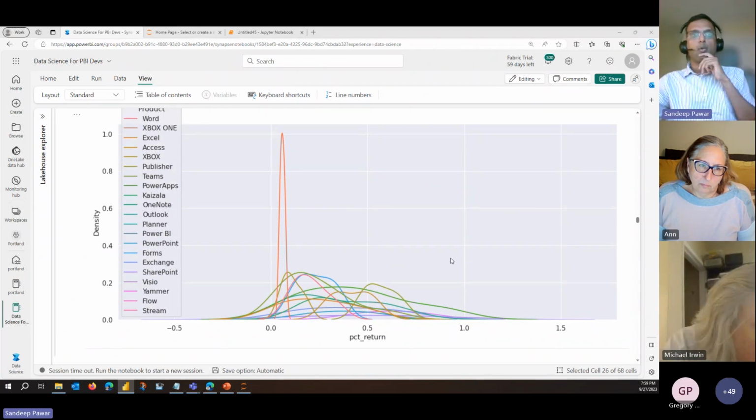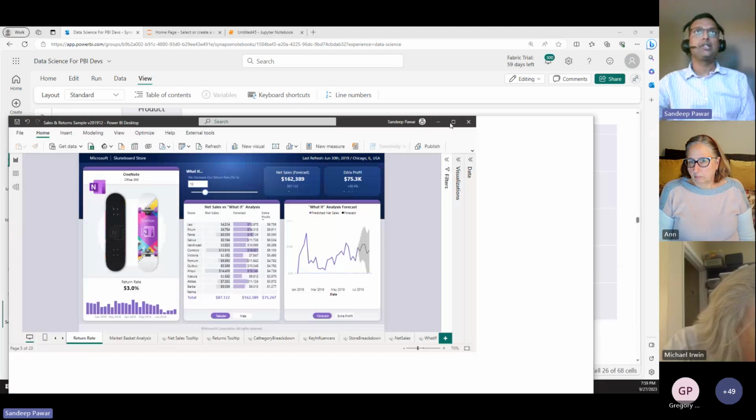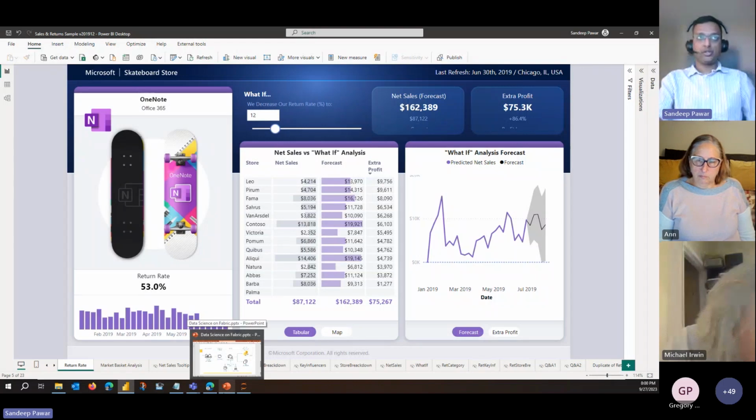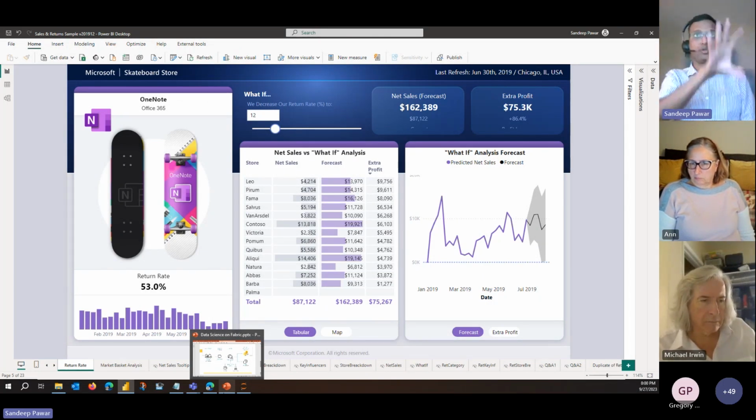So again, going back to the question, how does this now change the Power BI report that we've created? Would it even change? Yes, it does. The first one is that we have lumped all our stores together, right? I would identify or segregate these two stores based on the insights that we just got. There are probably two different types of stores just based on the percentage return.